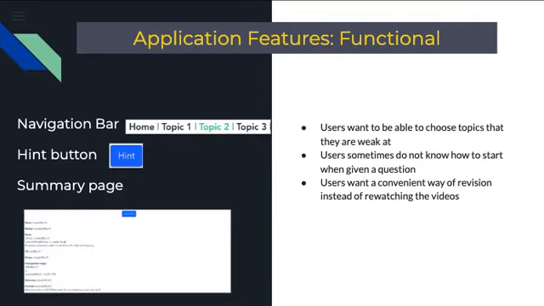Onto the functional features, we added a navigation bar at the top because our users wanted to conveniently navigate across topics to select one that they are weak at. Now, some of our users shared that they did not know how to approach a question and suggested for us to provide hints. So that inspired our hint button for every question.